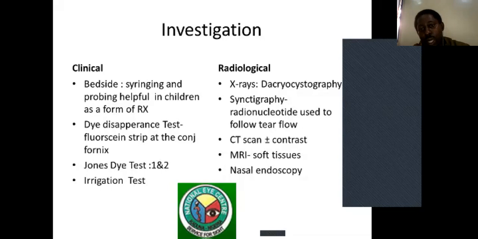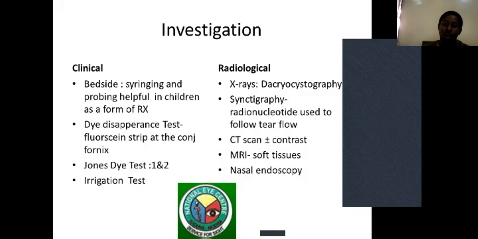Now radiologically, there are some tests that can be done. X-rays in which dacryocystography has been done, in which a contrast is used, and then the outline of the lacrimal passages is taken when X-rays are done. Radionuclide isotope is also used to follow the tear flow.